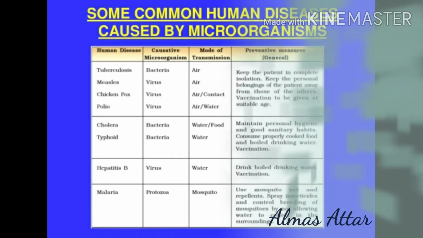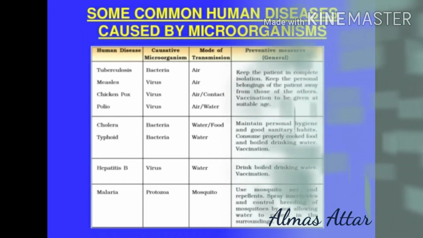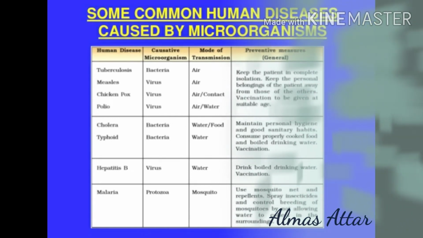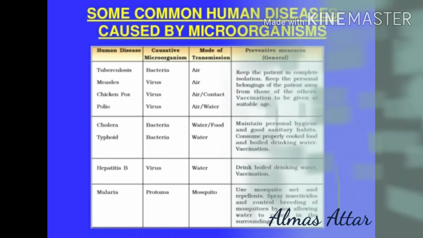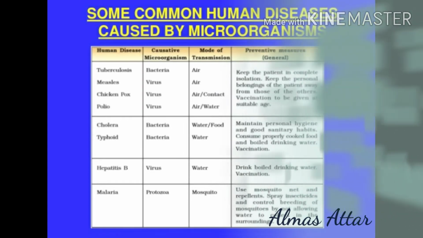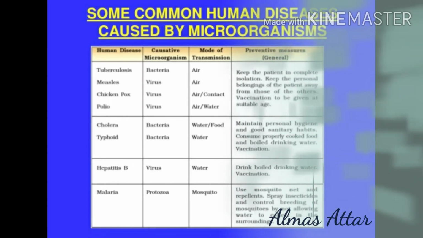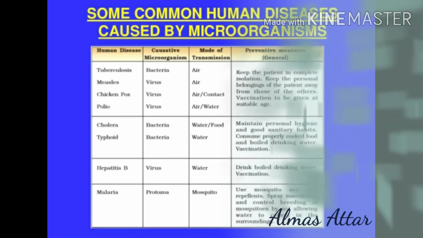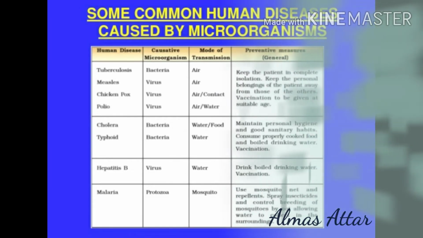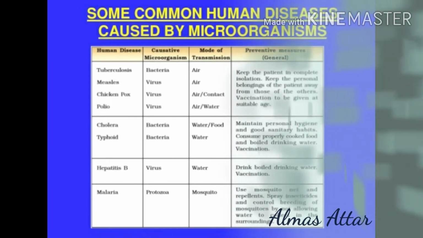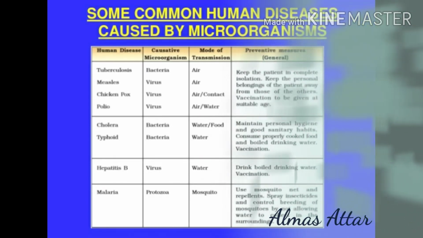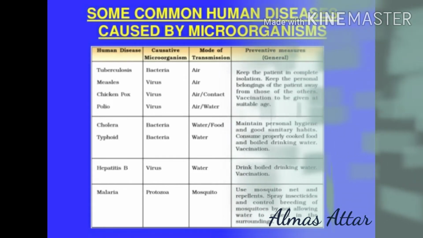Next human disease, chickenpox. Causative microorganism, virus. Mode of transmission, either by air or direct contact with the infected person. The preventive measure is also the same. The patient should be kept in complete isolation and the personal belongings of the patient kept away from those of others. Next one, polio. Here the causative microorganism is a virus, the mode of transmission is either air or water, and the preventive measure is also the same.